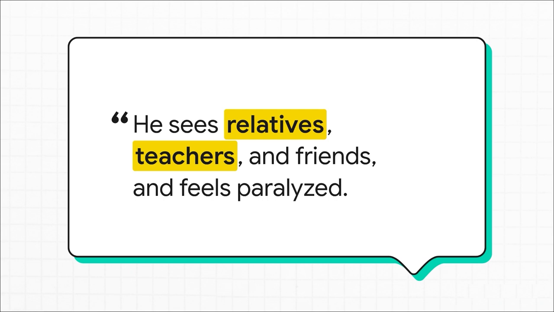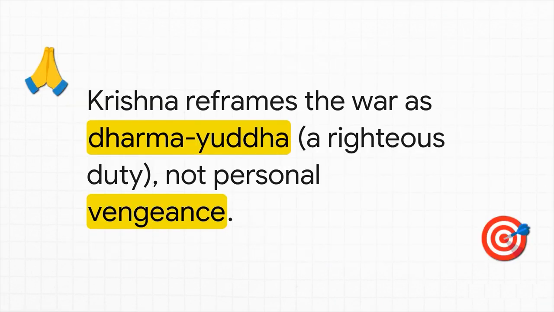He sees his cousins, his beloved teachers, his own family. So he frames this battle as a personal tragedy, a disgusting act of killing his own kin. And that frame paralyzes him with grief and despair. And this is where his guide, Krishna, steps in.